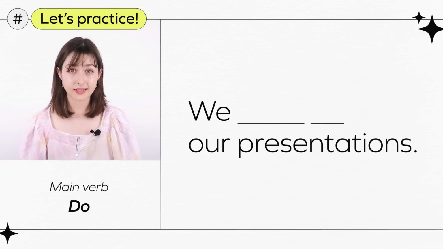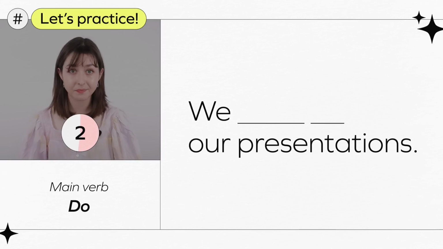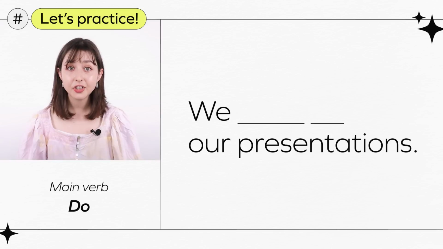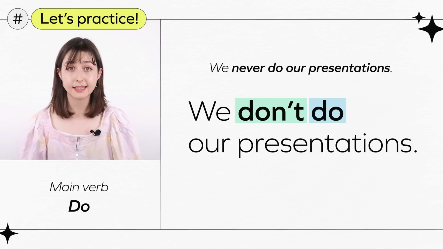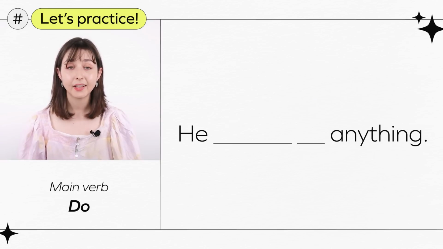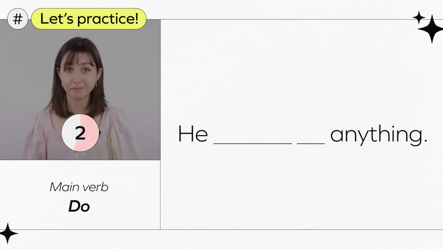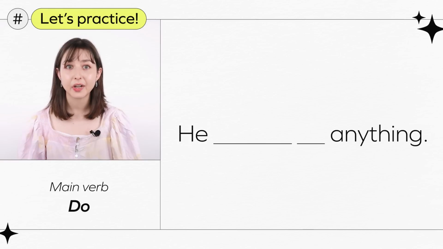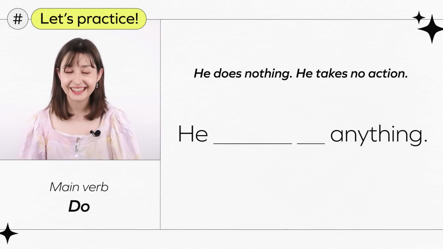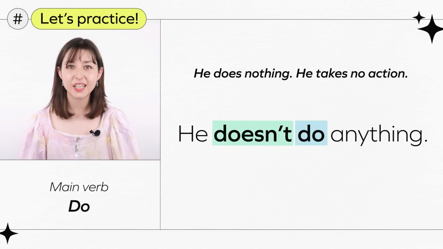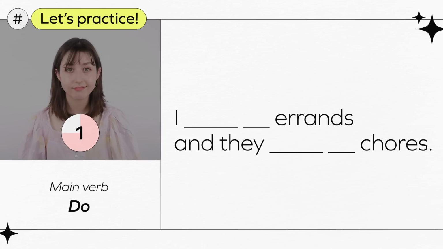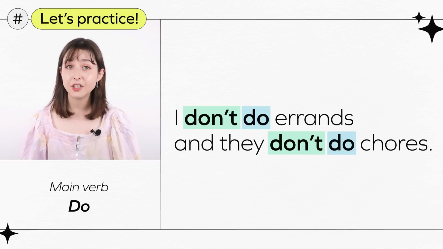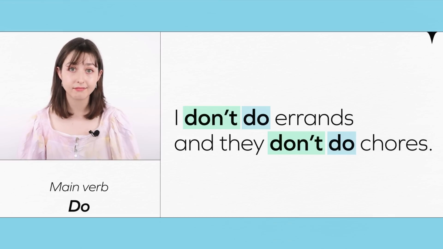We, our presentations. Good. This means we never do our presentations. We don't do our presentations. He, anything. Great. This means he does nothing. He takes no action. He doesn't do anything. I, errands, and they, chores. Nice. I don't do errands, and they don't do chores.